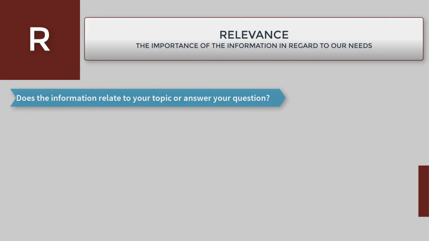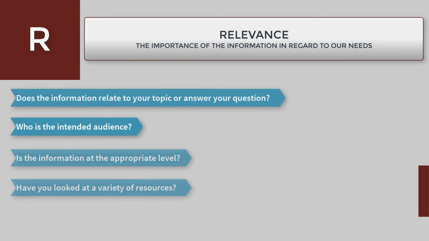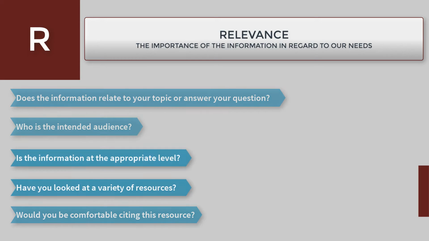While this question may seem basic, in that you might not be spending time evaluating a resource if it wasn't relevant to your research question, you might find that irrelevant resources slip through during early research stages. Next, who is the intended audience? Is the information at the appropriate level? In other words, is the resource intended for elementary school students or advanced graduate researchers? Have you looked at a variety of resources before determining that this is the one that you will use? Would you be comfortable citing this resource in your research paper?